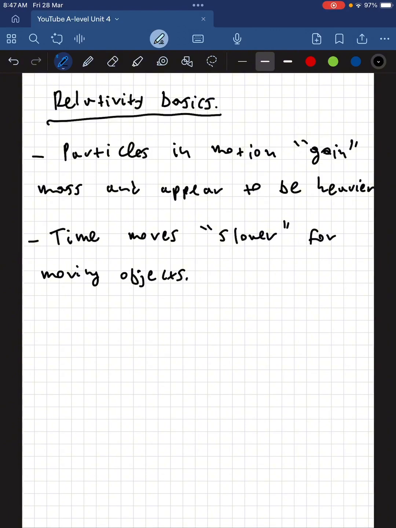Does this happen for low speeds? It does, but we're talking about milliseconds, less than milliseconds, like 10 to the nanoseconds, stuff like that, okay? We will see why this happens as well.